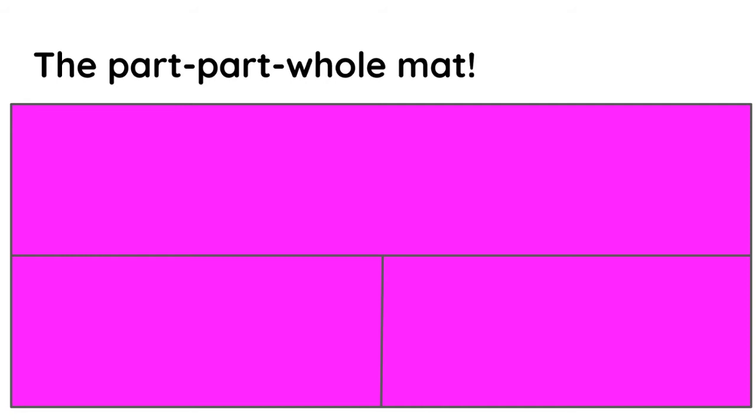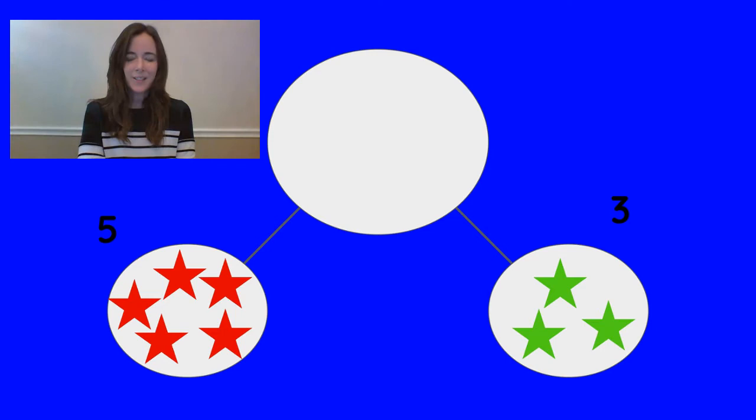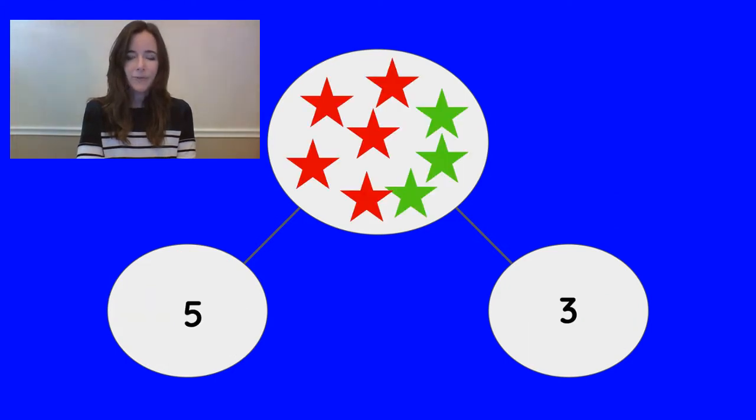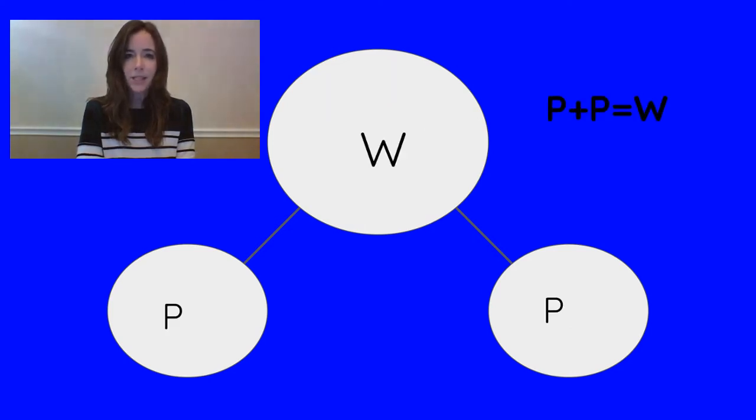But first, let's talk about what part and whole means. Look at this number bond with me. Look at the two bottom parts. There's 5 stars and 3 stars. Those are parts of the number 8. If we put those parts together in the top section, that becomes the whole. So we could say that part plus part equals whole. 5 plus 3 equals 8.